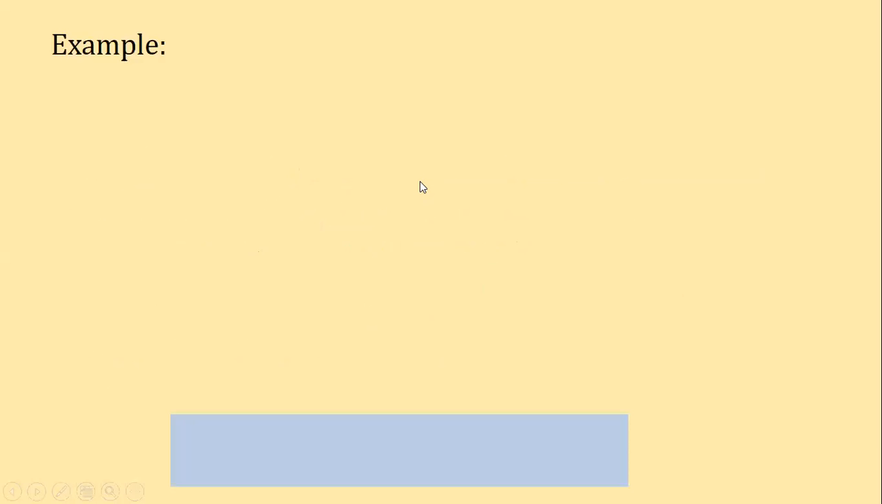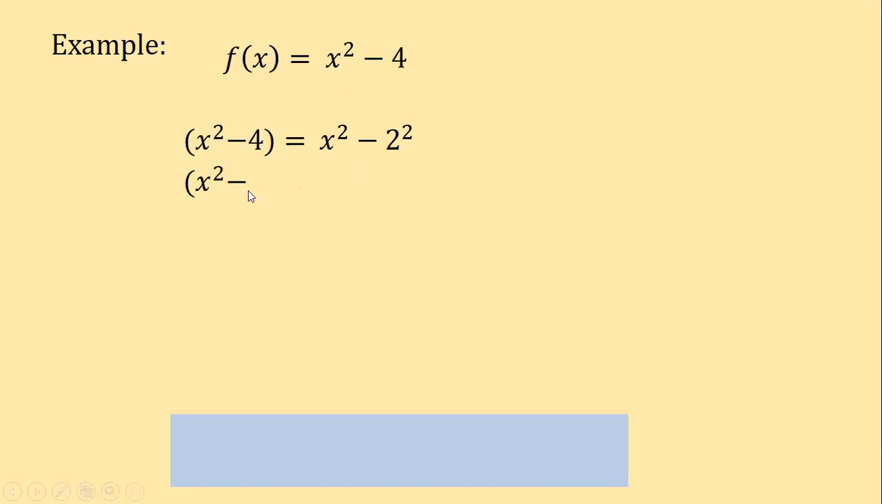Let us see an example here. F of x is equal to x square minus 4. As you see here, how can you write 4? X square minus 4 is equal to x square minus 2 square, yes or not? 4 is nothing but 2 square. So it is in which form? A square minus b square. Do you remember the formula? Yes. It is in the form a square minus b square, which is nothing but a plus b into a minus b. So x square minus 4 is equal to x plus 2 into x minus 2.